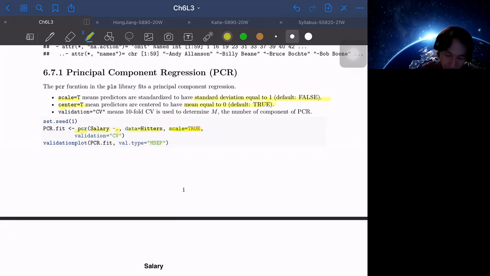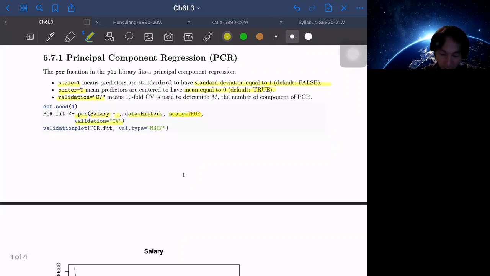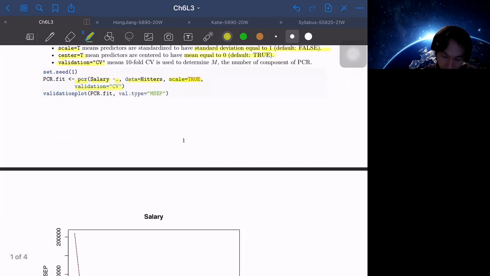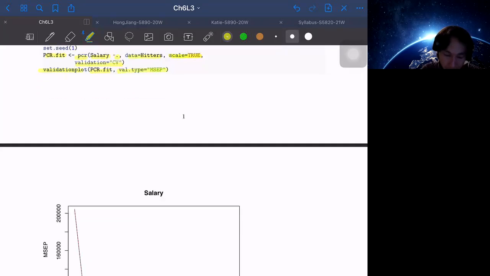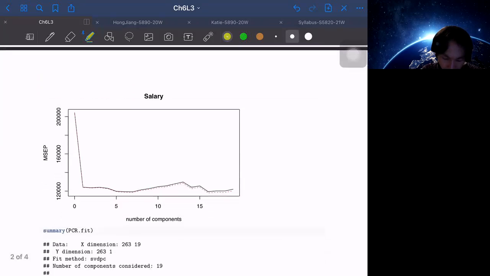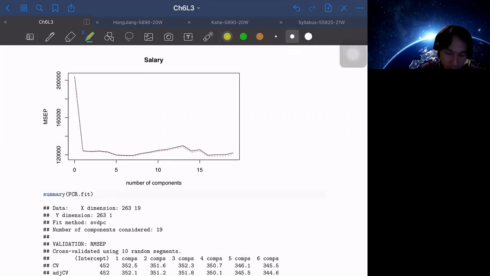And the validation method, how to choose the number of principal components. Then we use cross validation. You can see the help of this pcr to see other options. And the validation plot of the pcr fit object, with validation type the mean square error. So this is the test, I mean, in this case, the cross-validated mean square error by number of components.